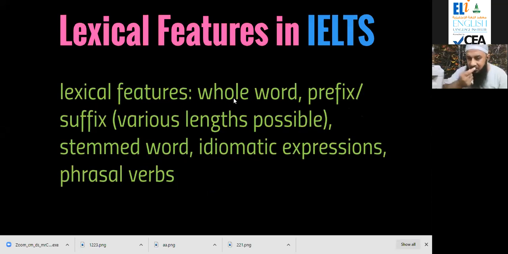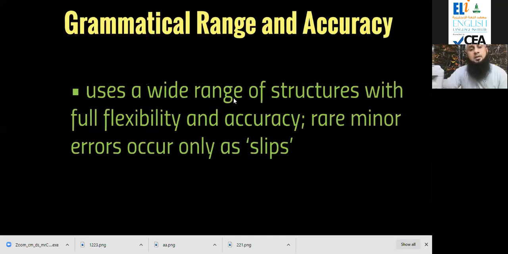Nothing except some slips, which are unintentional. You had a short time and you just wrote it by mistake. The examiners can feel from the whole text. They know what is a slip. Okay. And the last is grammatical range and accuracy. That uses a wide range of structures with flexibility and accuracy. Like you use compound words.